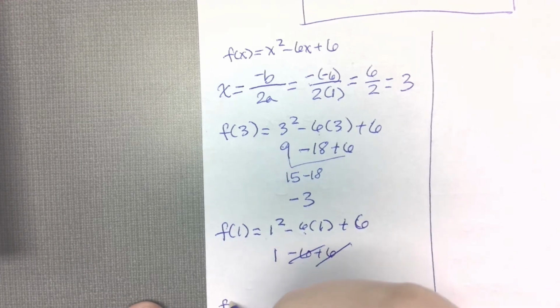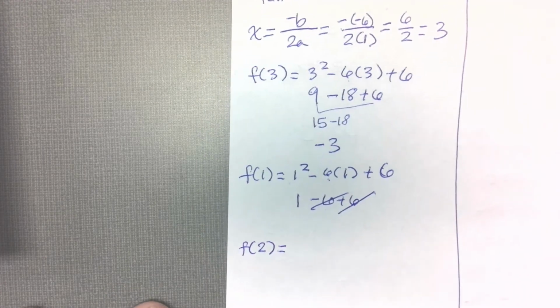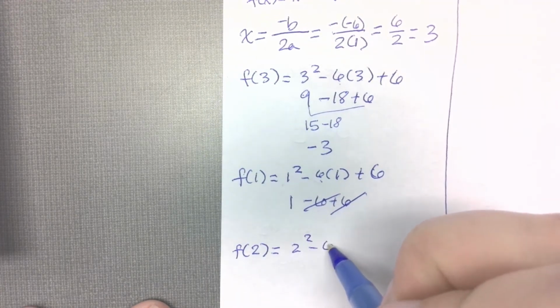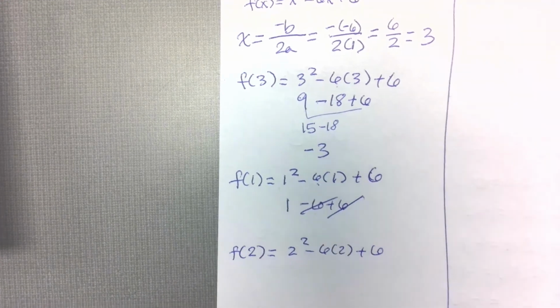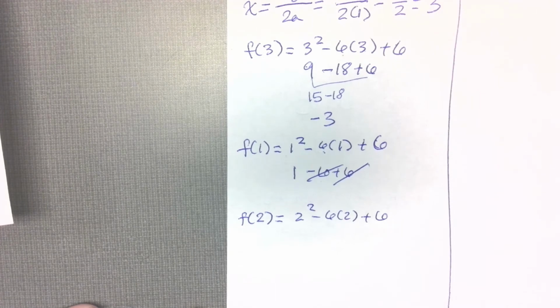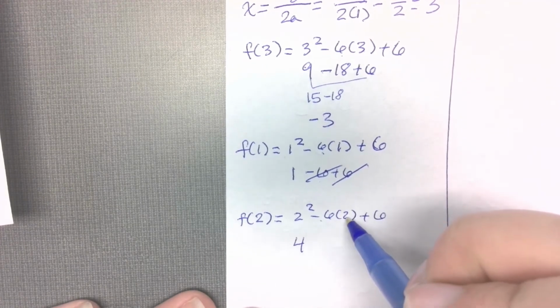What's the next number we need to evaluate? Tell me what to write down. Help me set up the equation. 2 squared minus 6 times 2 plus 8. Good job. What's 2 squared? What's negative 6 times 2?